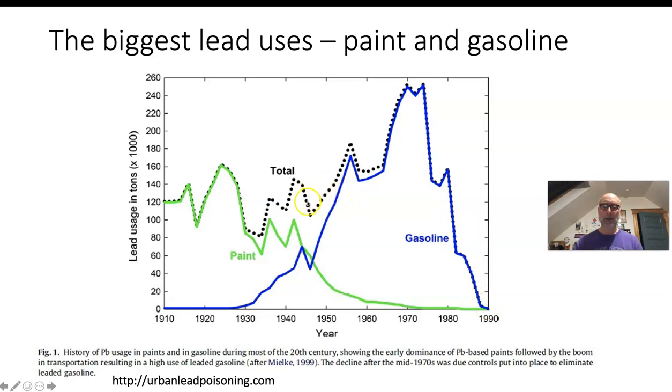The black dots here are the total amount of lead released here in the United States. And so at the peak, we were releasing 240,000 tons, 250,000 tons of lead into the environment. And that's really the context in which I'll build the rest of today. But remember that paint and gasoline are really the big ones for environmental releases of lead.